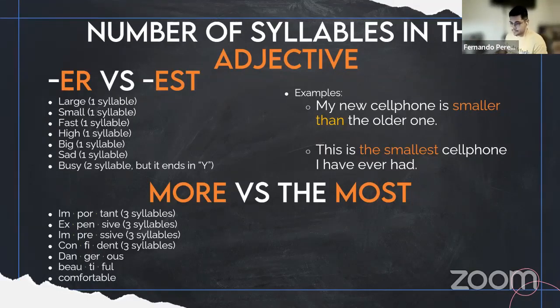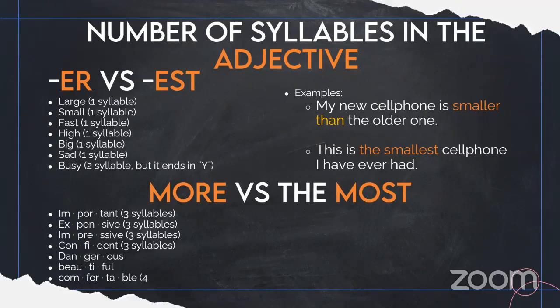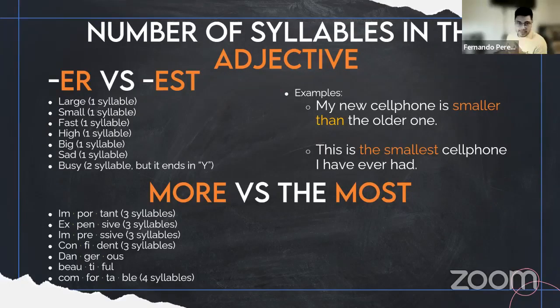Comfortable. Comfortable. 4. 4 syllables. Using this logic, you can identify a short adjective versus a long adjective. This is what we call the importance of syllables in speaking, in an adjective.